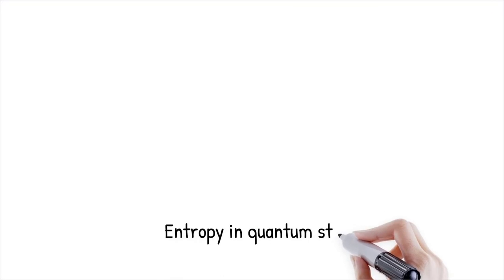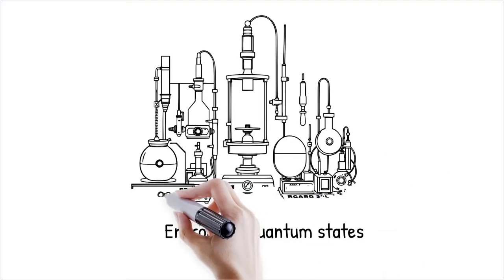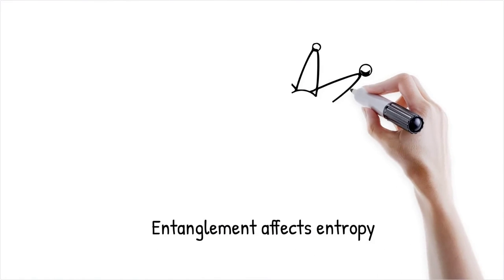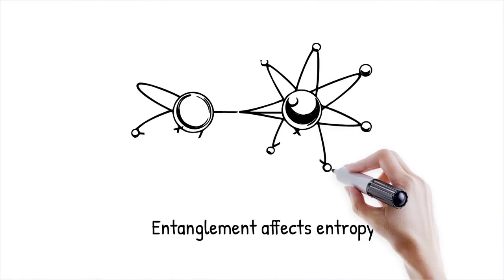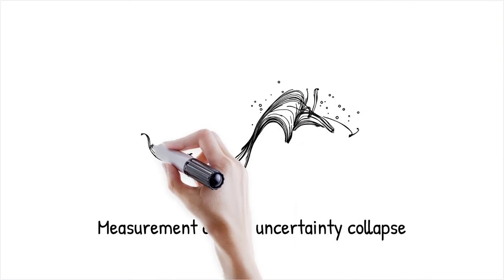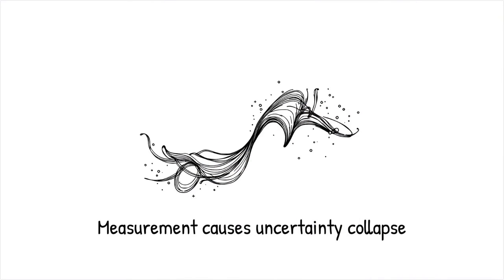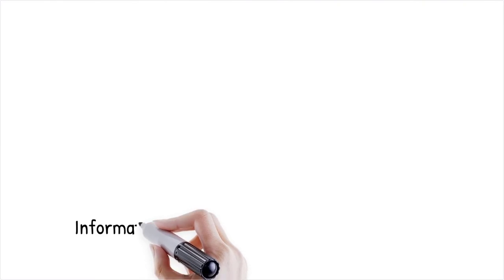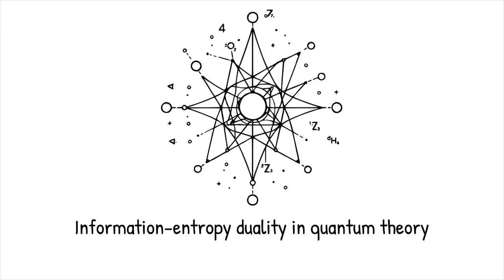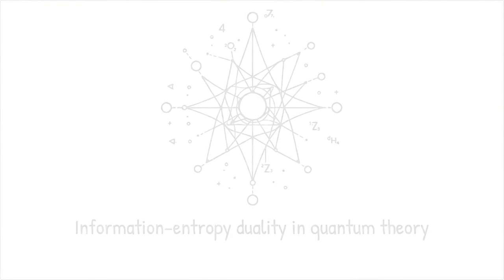In quantum systems, entropy describes how mixed or pure a quantum state is. When two systems are entangled, the information about one affects the entropy of the other. Measurements in quantum mechanics cause a collapse that reduces uncertainty, entropy, in one part but may increase it elsewhere. Quantum information theory thus connects entropy to probability amplitudes, making the information-entropy duality even more fundamental.